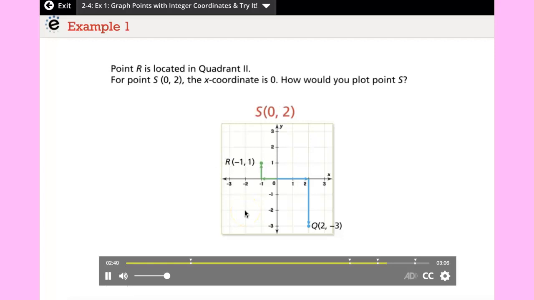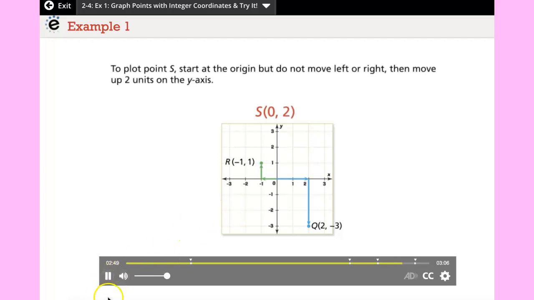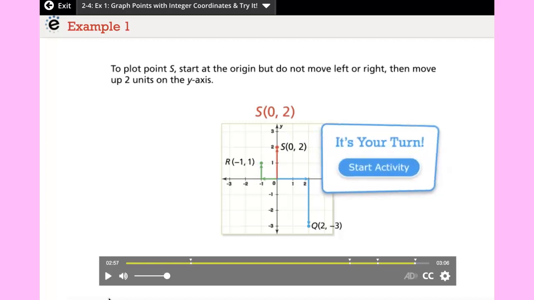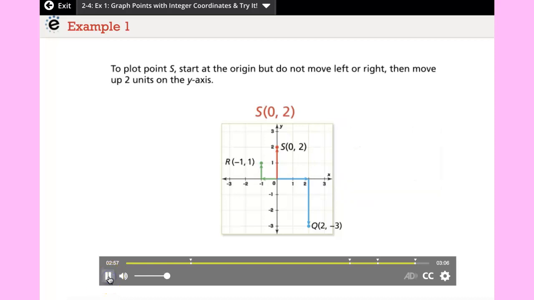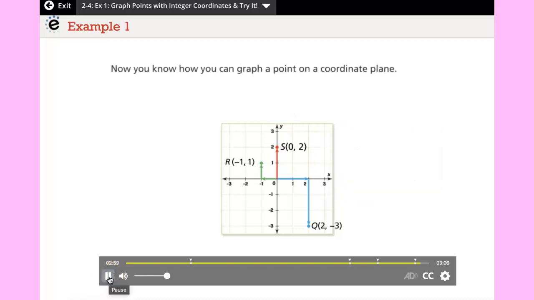For point S (0, 2), the x-coordinate is 0. How would you plot point S? To plot point S, start at the origin, but do not move left or right. Then move up 2 units on the y-axis. Do you guys have any questions? We're gonna have more examples on this. We're just gonna pause a little bit and we'll work on some examples, okay? Now you know how you can graph a point on a coordinate plane.